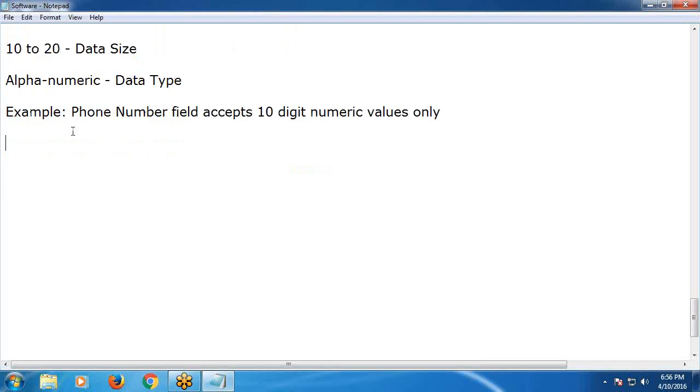Now observe, Sri Lakshmi. Here what are the data factors? 10 digit. Is 10 digit size or range or type? It's a size. Next, numeric. That is data type.